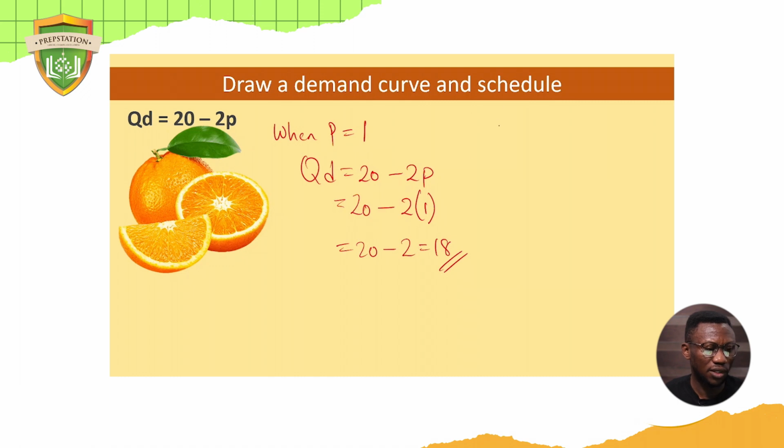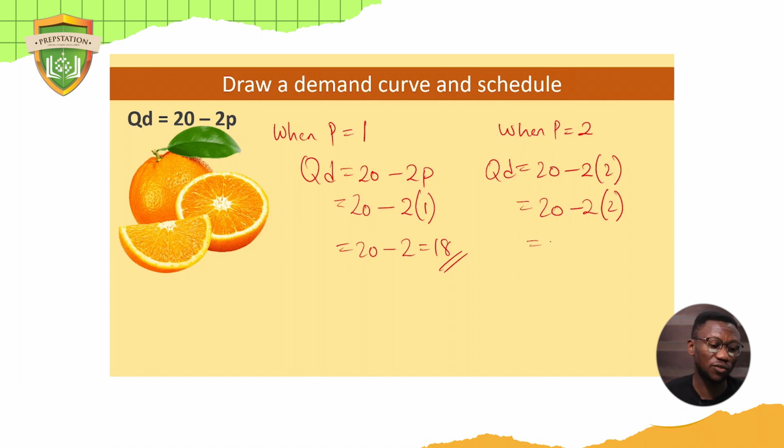Now we can also do that same thing for when P equals 2, and that will be QD equals 20 minus 2 bracket 2, so we have 20 minus 2 times 2, which will give us 4, and 20 minus 4 will definitely give us 16. Now, if we keep doing this when P equals 3, when P equals 4, we'll keep getting that value change at the same rate, which means I can actually predict what the next value would be.